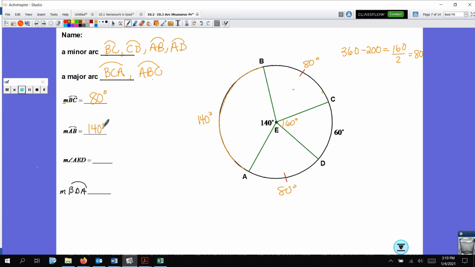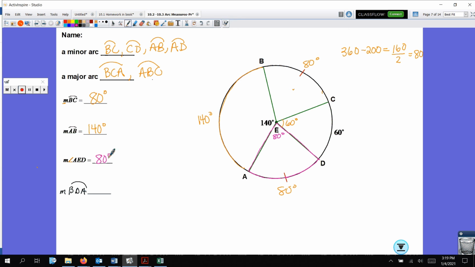The measure of the angle, remember this is angle AED. If I trace that with my pencil, AED, that's in here, right? So if the arc is 80 degrees, that means this is 80 degrees. Central angles are like a mirror, okay? So this is 80 degrees.